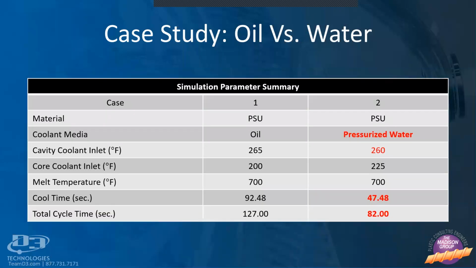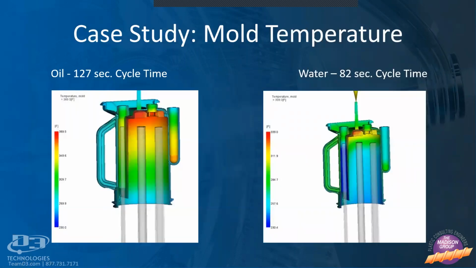We did two simulations where we changed the coolant media from oil to pressurized water, and we kept the cavity coolant inlet and the core coolant inlets at roughly the same temperatures, but we were able to cycle the mold much faster with the pressurized water than with the oil. Now, how were we able to do that? Well, with the water, we were able to achieve turbulent flow, we get that better heat extraction, and we're able to address the hot spots in the mold better, at a faster cycle time than with the oil.